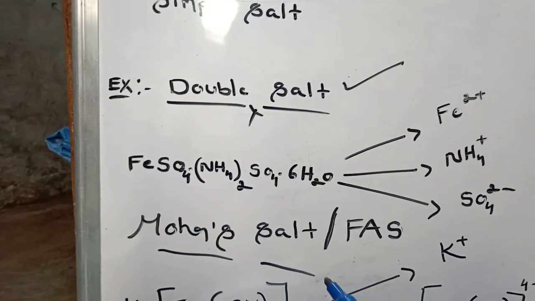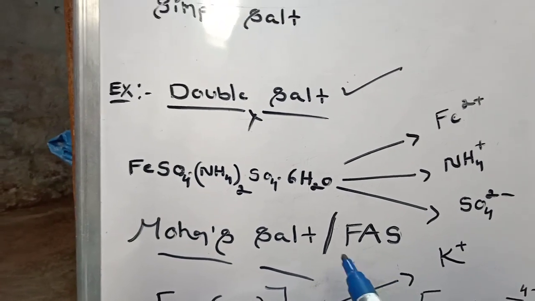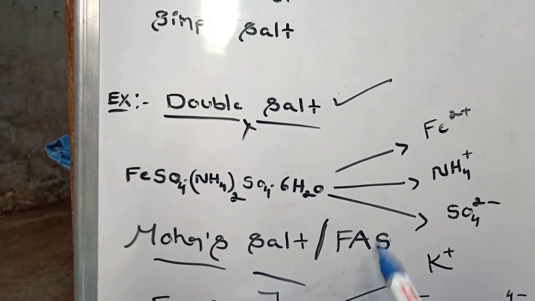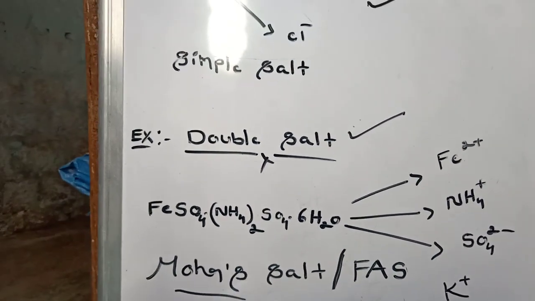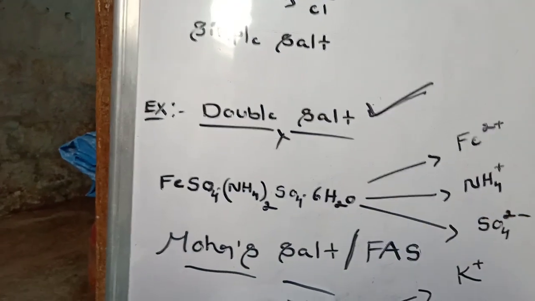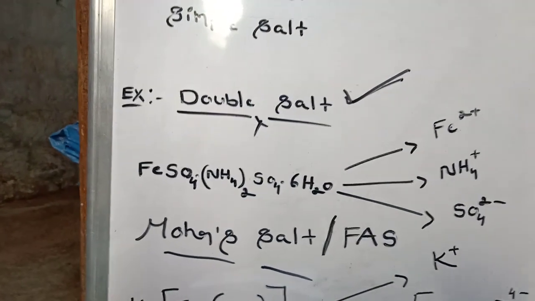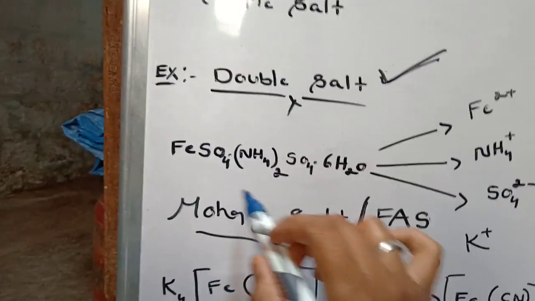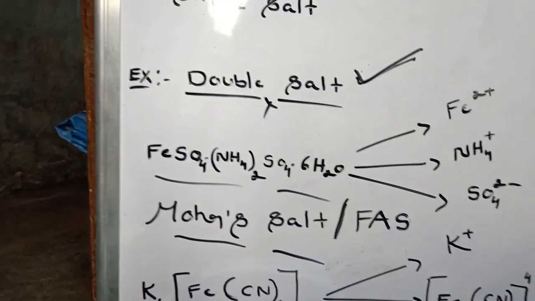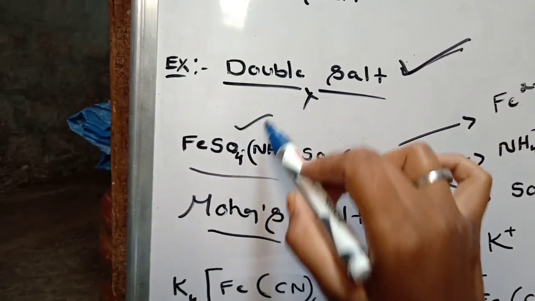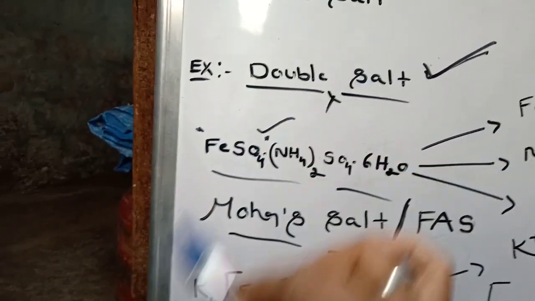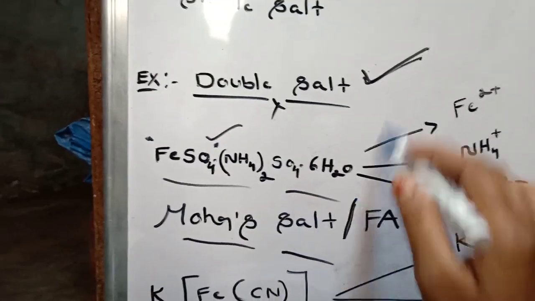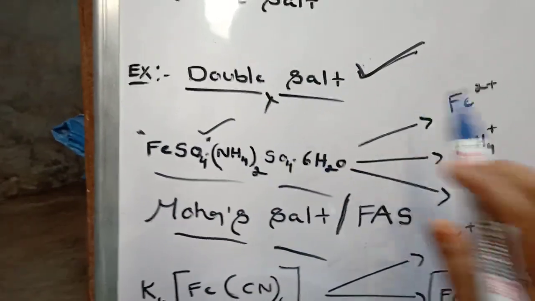Mohr salt is also called ferrous ammonium sulfate. We regularly use it in the laboratory, right? So how do we say it is a double salt? Based on the molecular formula of mohr salt, it contains two salts, right? One is ferrous sulfate, another one is ammonium sulfate. For this reason we say it belongs to double salts.